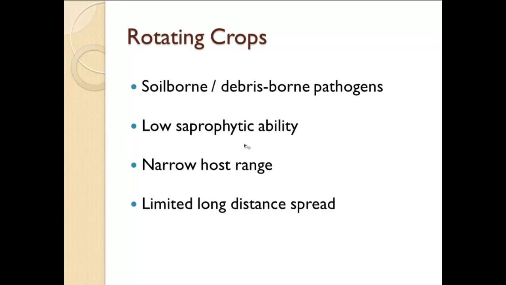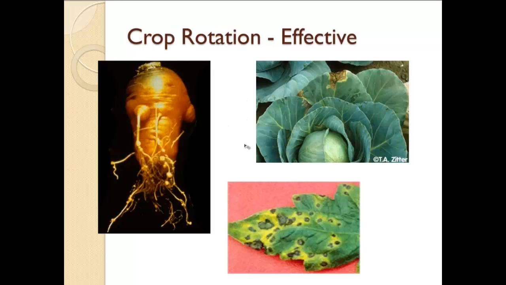Now, there are other pathogens that don't fit these characteristics. They are able to survive in the field without a susceptible crop, or they have a very wide host range, so they can survive on weed species, or they have an effective mechanism of long-distance spread. They can move in the wind, or they can be flown in on insects. And those types of diseases are not going to be effectively managed by crop rotation. So some diseases are effectively managed by crop rotation, and here are some examples.